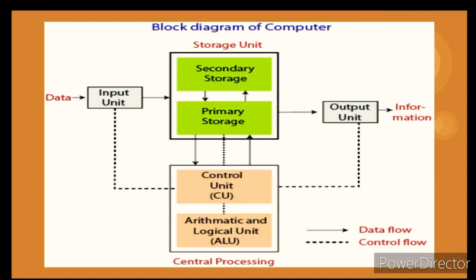Second type is the EPROM, erasable programmable read-only memory, designed to overcome the problems of PROM and ROM. The user can delete the data of EPROM by passing ultraviolet light over it, and the erased chip can be reprogrammed. Third type is the EEPROM, electrically erasable programmable read-only memory, similar to the EPROM but it uses an electrical beam to erase the data of the ROM.